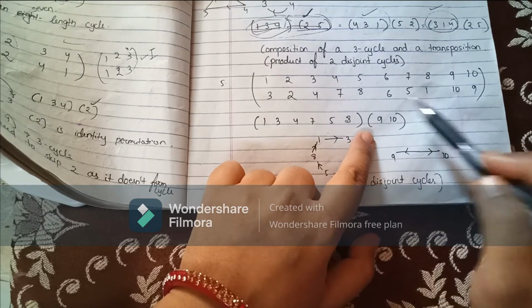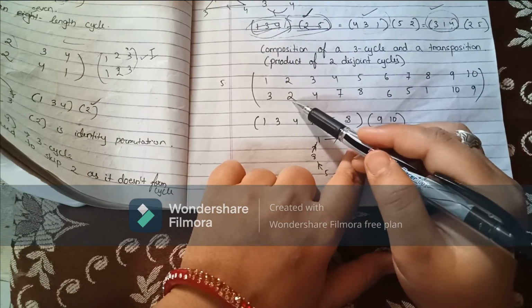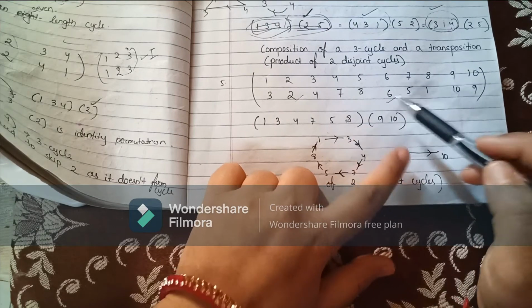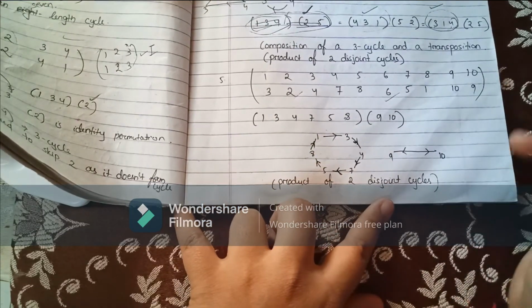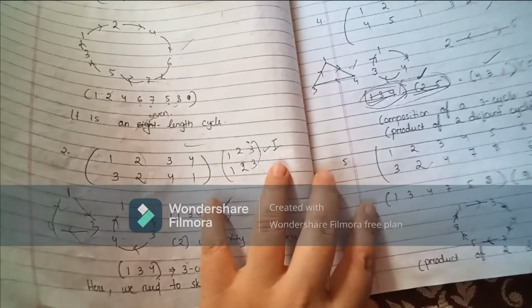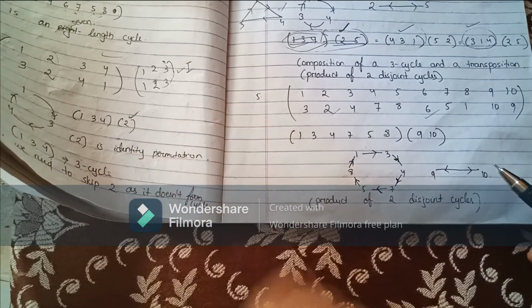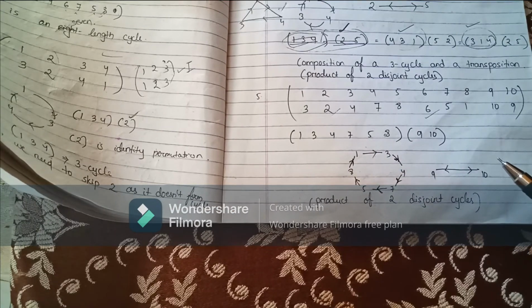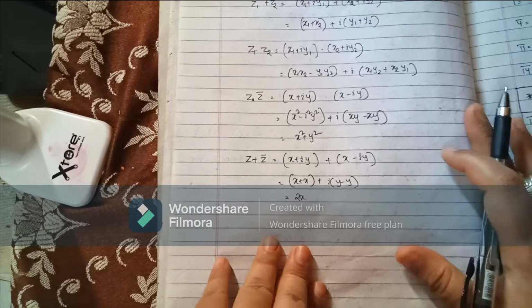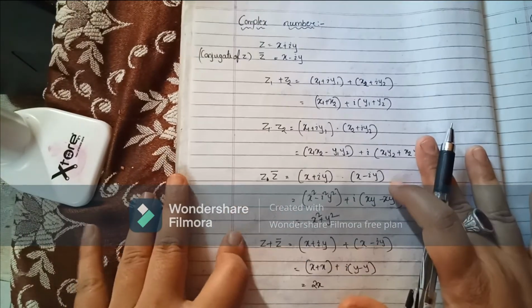Okay, is there any identity cycle or permutation? Yes, 2 to 2, 6 to 6. So no need to write those. So this is the product of two disjoint cycles. And remember, any cycle of more than 2 length, that means of 3 length, 4 length, like this, every cycle other than a transposition, we can represent as a product of transpositions, and there will be joint cycles, not disjoint cycles, and we will discuss that later.